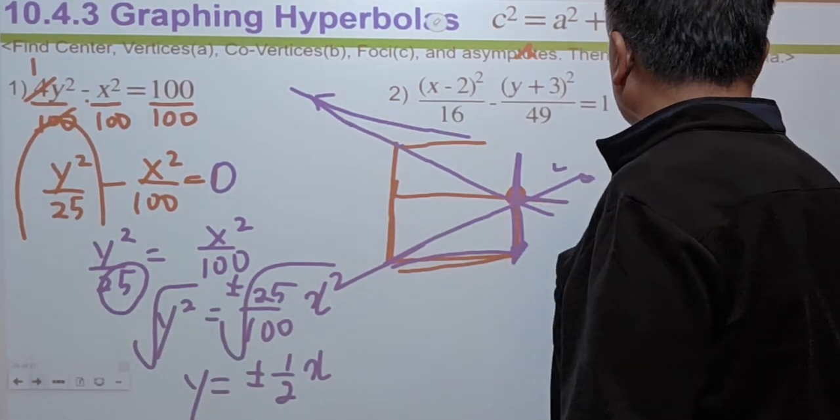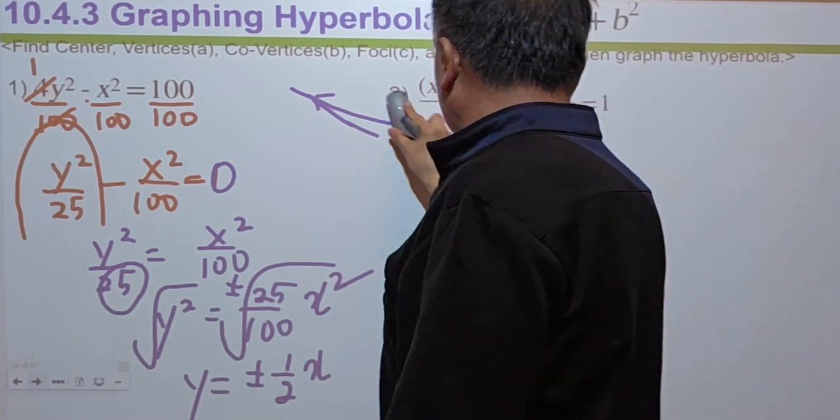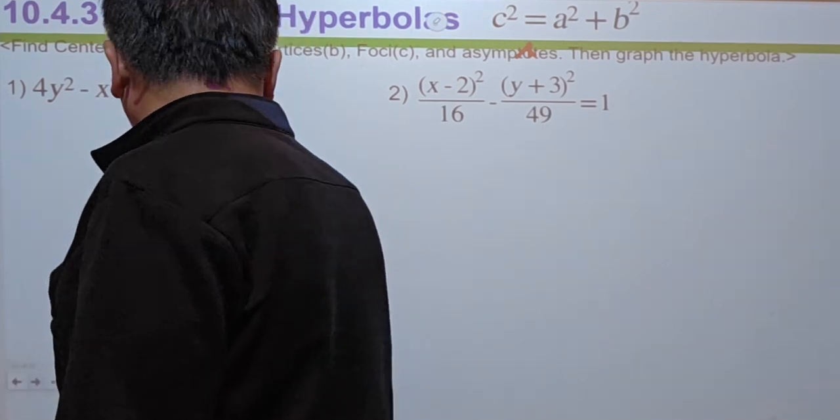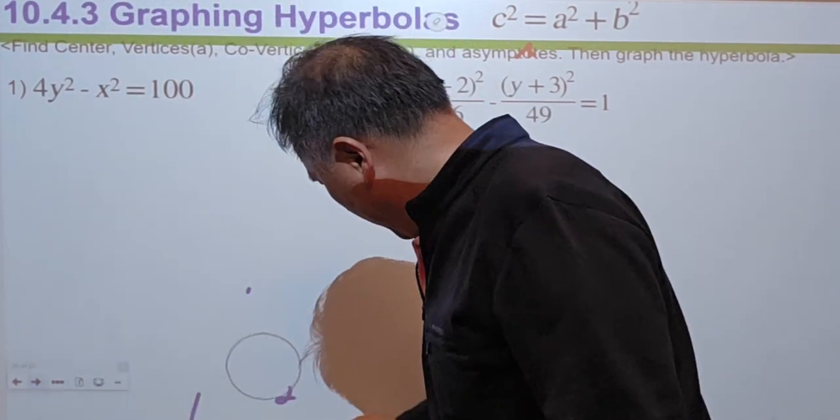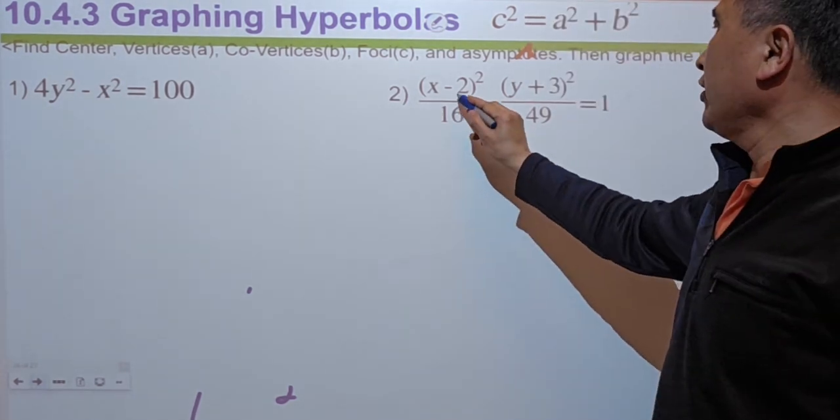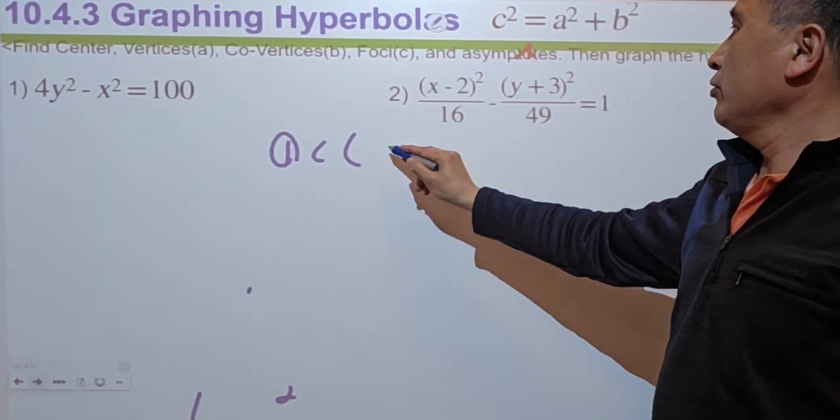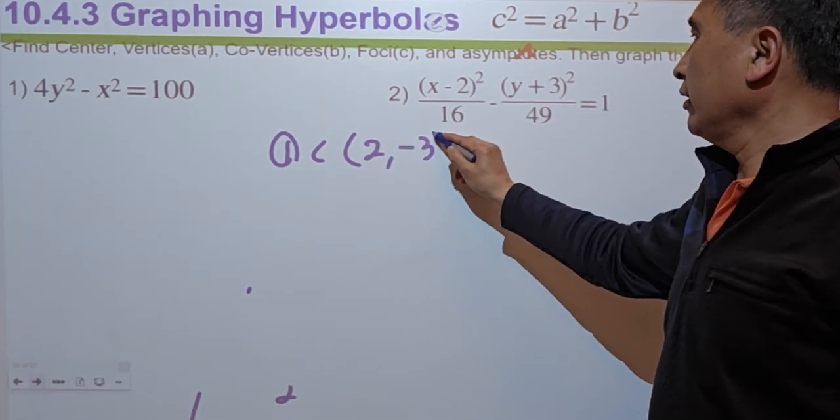Now, without drawing the graph, maybe we can draw the graph later, let's find the center, vertices, covertices, and foci. So let's do that first. Center first. The center is found by making this one 0, x minus 2 gives 2, and y plus 3 gives minus 3. That's the center.